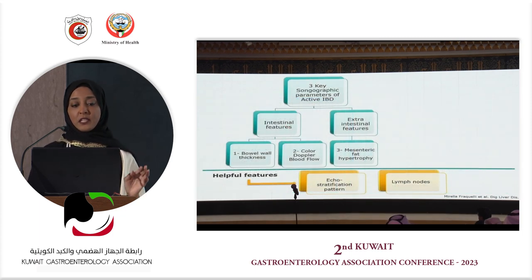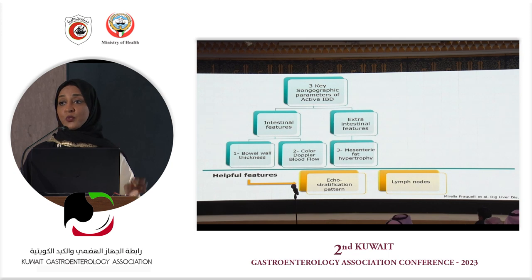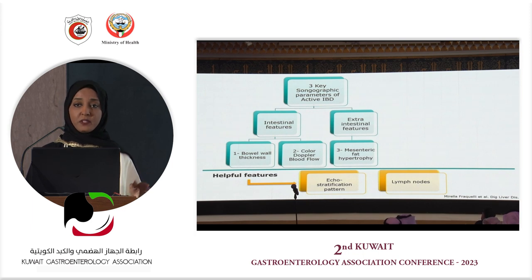We have three key sonographic parameters that can be used in identifying a patient with active IBD, mainly if it's intestinal. So we have the bowel wall thickening and the color Doppler for the inflammation. We have extraintestinal features such as mesenteric fatty hypertrophy, and also some helpful measures, which is the echostratification pattern and the lymph nodes.